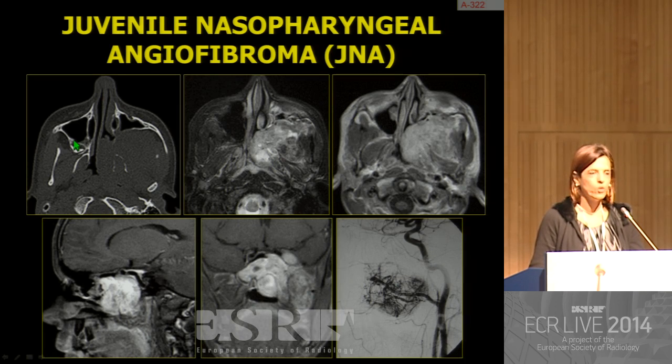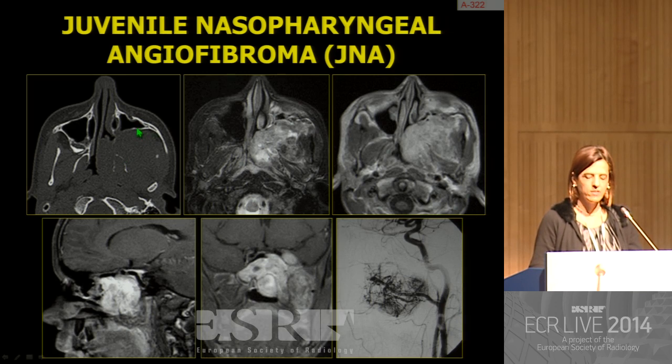Another lesion that may occur here is the juvenile nasopharyngeal angiofibroma, the JNA. This is a locally aggressive but non-malignant tumor, locally aggressive but does not metastasize. These tumors tend to occur in the region of the pterygopalatine fossa, and of course they tend to grow along the crossroads of the pterygopalatine fossa.